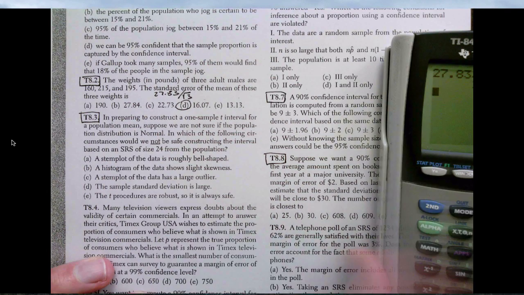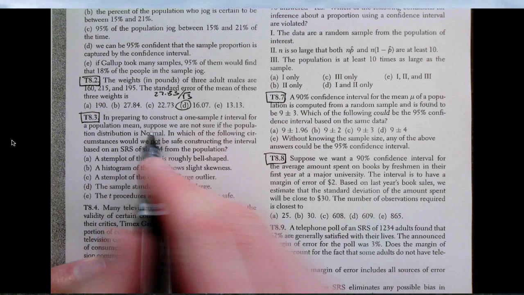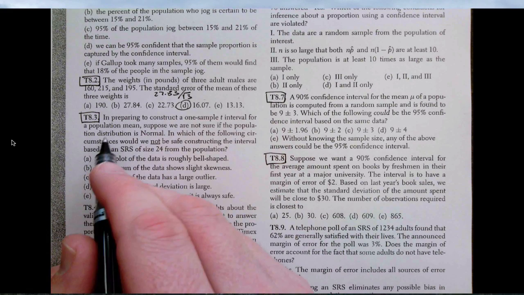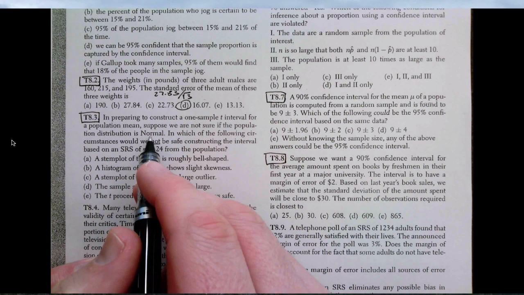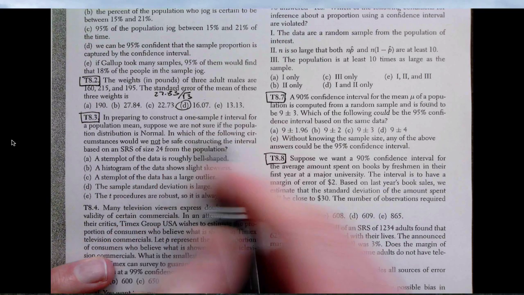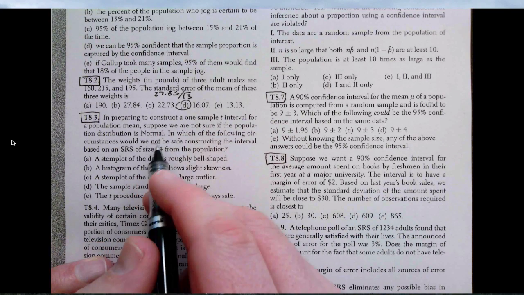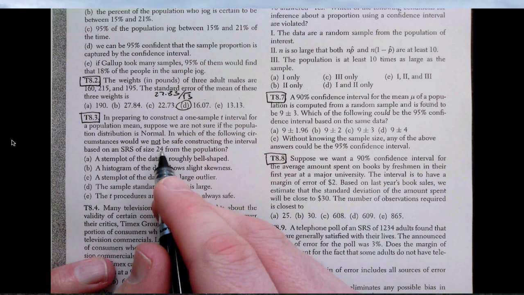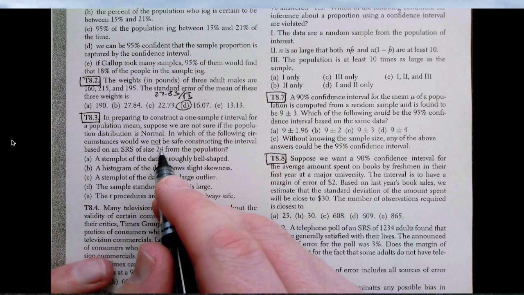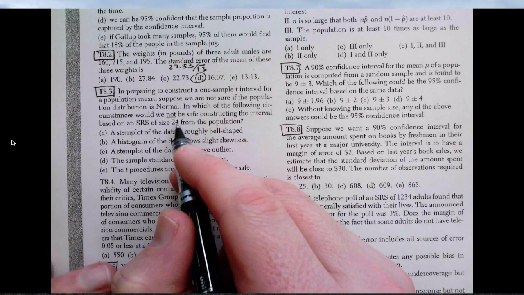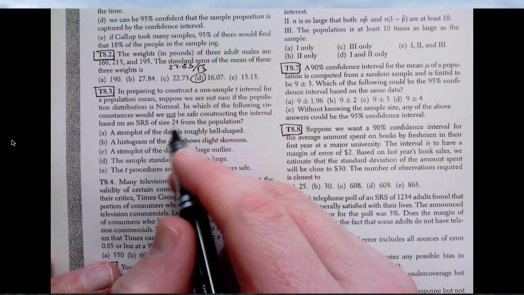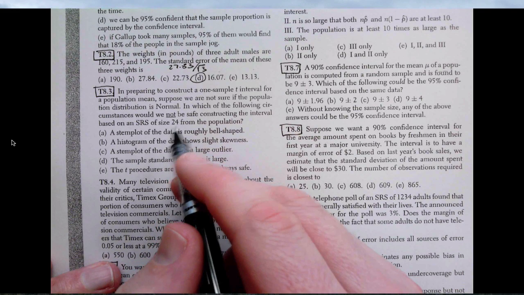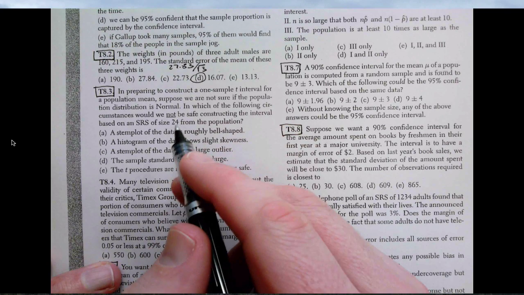In preparing to construct a one-sample t-test for the population mean, suppose we are not sure if the population distribution is normal. Okay, so we can't use normal since we don't know that it came from normal. In which of the following circumstances would we not be safe to construct the interval based on an SRS of 24 from the population? Okay, so 24 hasn't reached the 30 standpoint, so we don't have the central limit theorem yet. So at 24, what would really mess us up would be knowing that there are outliers or major skew. Something like major outliers is probably going to be the thing we're looking for here.